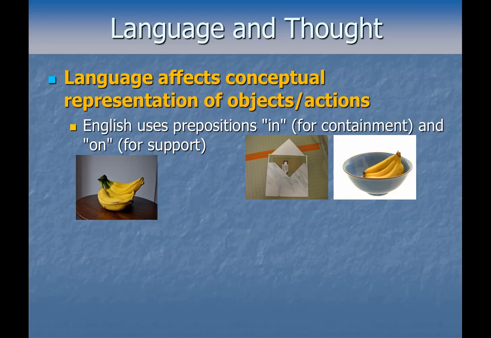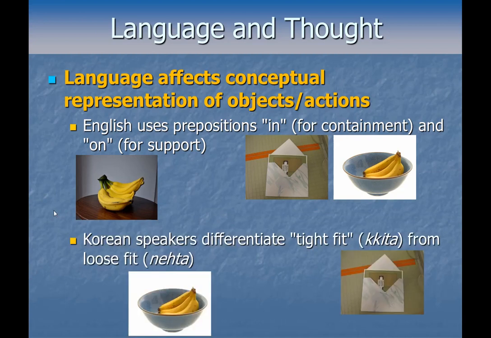So, for example, English uses certain prepositions, like when we're talking about something being contained by something else, like these two examples on the right, we use the preposition in. The card goes in the envelope, or the bananas are in the bowl, right? And we use a separate preposition like on when one surface is supporting something else, like these bananas are on the table. But there are other languages that use slightly different categorizations.